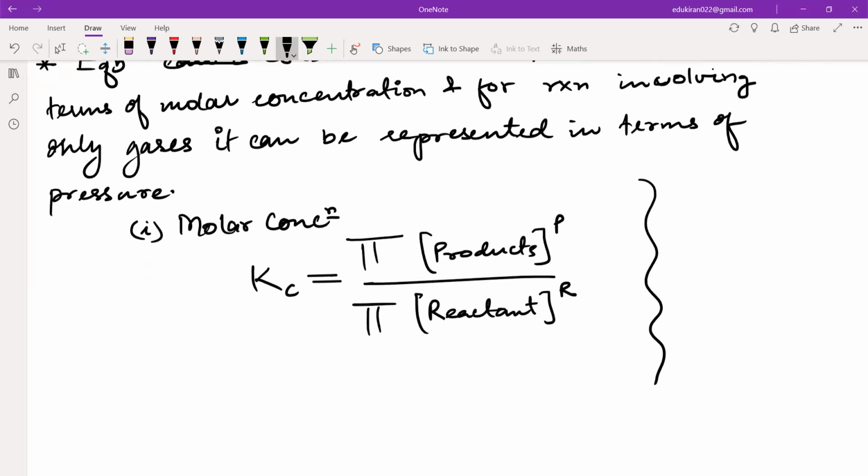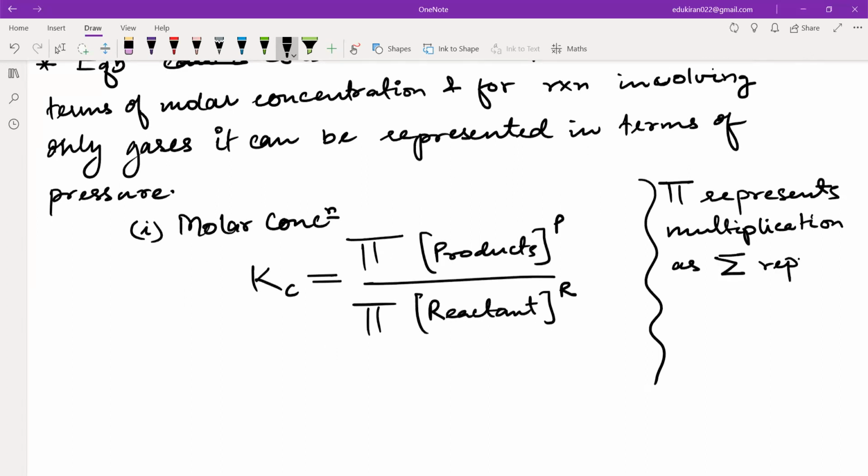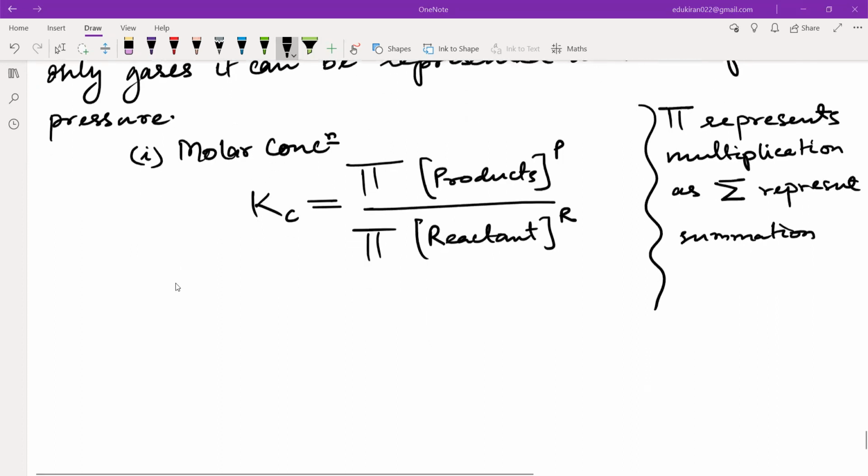Pi represents multiplication as sigma represents summation. Now you understood this? Yes or no? What is pi? Yes, sir. Please don't write 22/7 in KC, okay? We will get a bad name if it looks like I'm teaching 22/7.